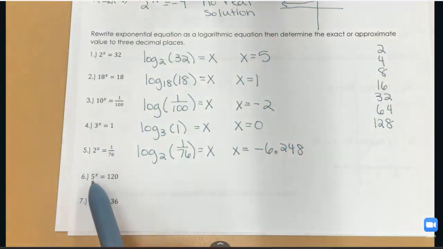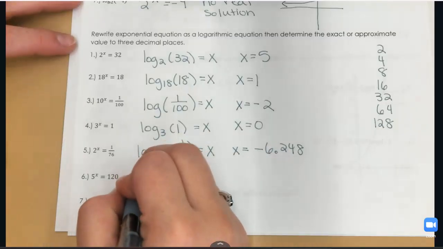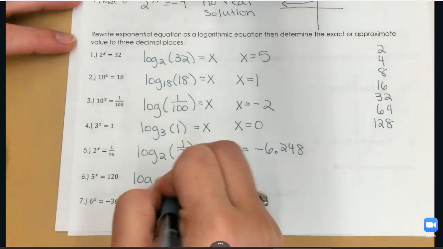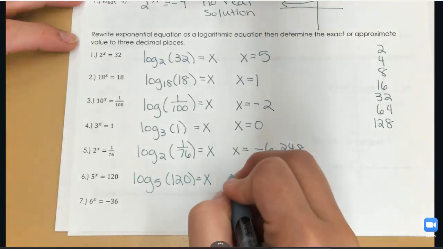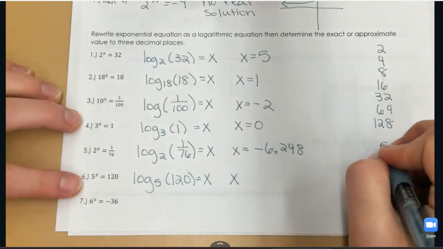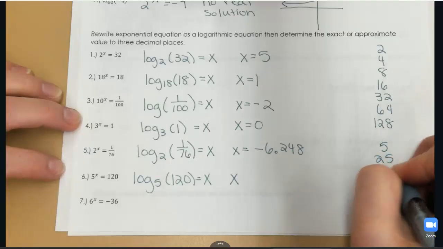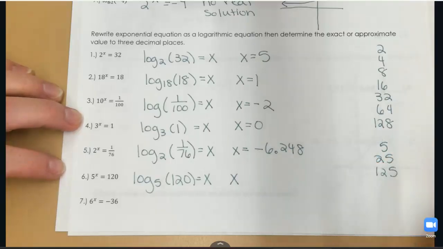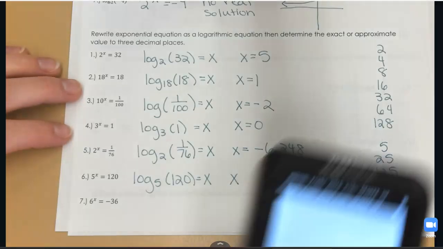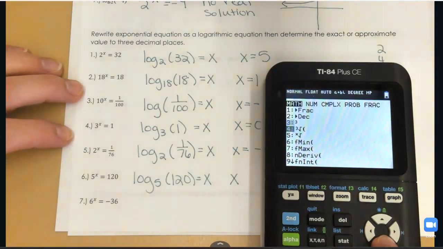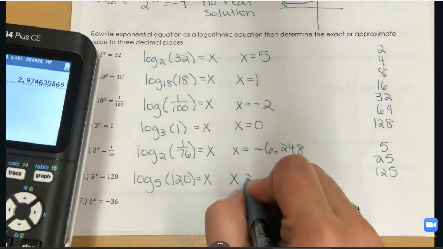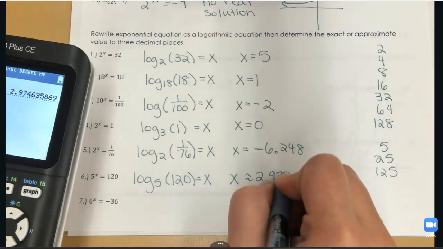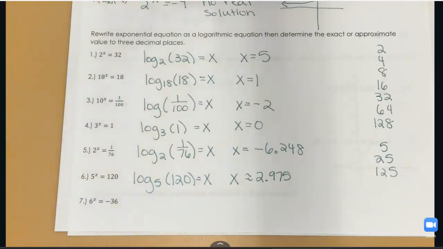Okay, on to 6. 5 to the x power equals 120. So that means log base 5 of 120 equals x. So x is going to be not a whole number again because I've got 5, 25, 125. It's between these two, so x has to be between 2 and 3. And I get about 2.975, which does match my estimation.